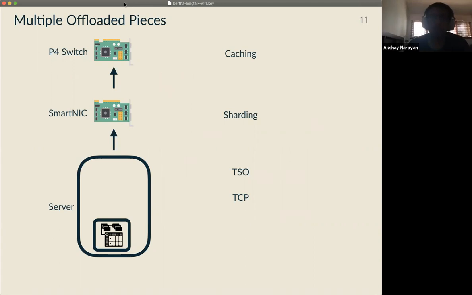Also consider that there are multiple slices of application functionality which we might want to offload. In our one single application, which is the key value store, we can have a transport functionality, which is aided by a segmentation offload, and then also a sharding layer on the SmartNIC, which puts requests onto the right CPU core for that shard, and then a caching layer out in the middle of the network somewhere on a P4 switch.